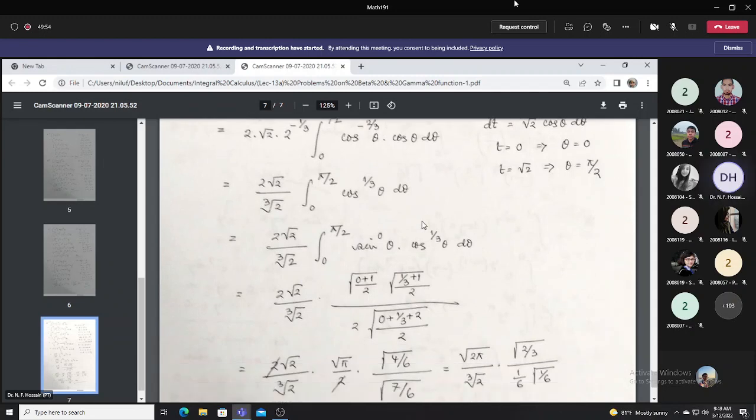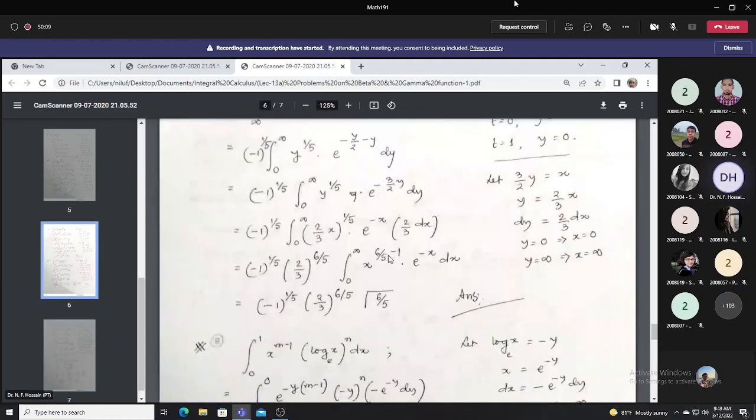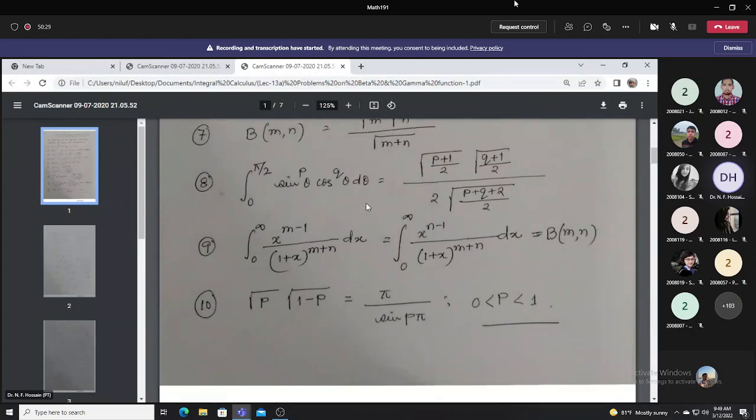Here you can use Wallis formula, or the formula involving beta function, gamma function. What was the formula? Let us go back to the first page. Integration 0 to pi by 2 sine to the power p theta cos to the power q theta d theta equals gamma p plus 1 by 2 into gamma q plus 1 by 2 divided by 2 into gamma p plus q plus 2 divided by 2. So let us use this formula here.